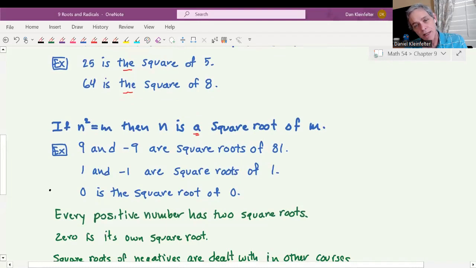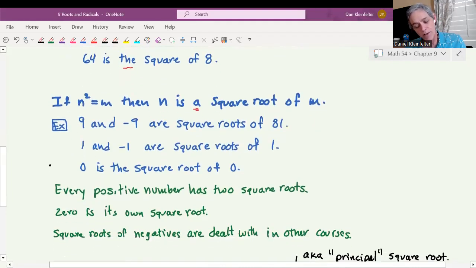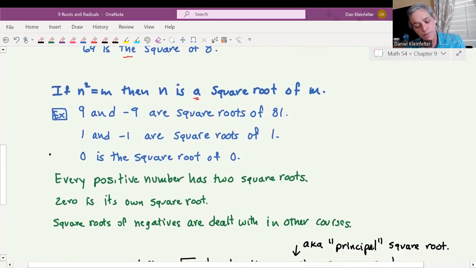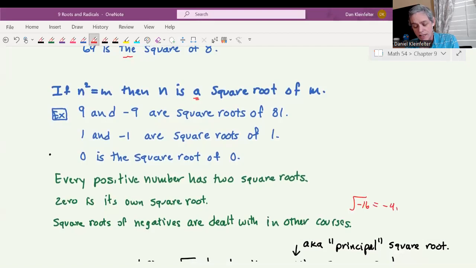Every positive number has 2 square roots. 0 is its own square root. Square roots of negatives are dealt with in other courses. So if you're thinking, well, I remember from high school, the square root of negative 16 is negative 4i or 4i or whatever it is, we don't deal with that right here. We're just going to deal with square roots of non-negative numbers.